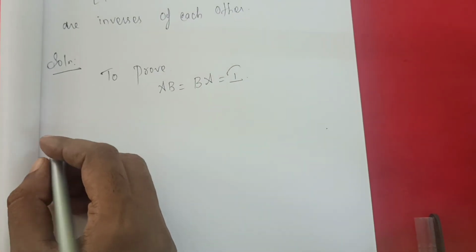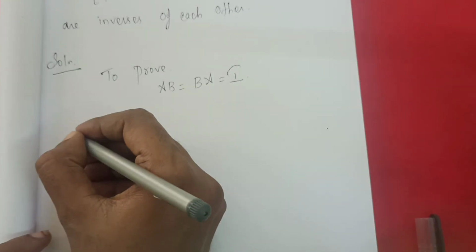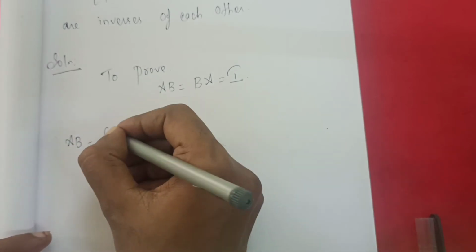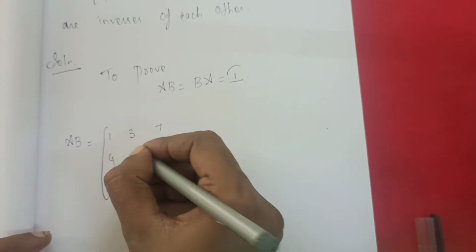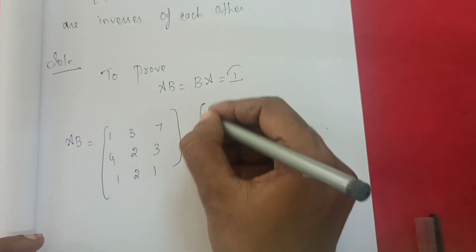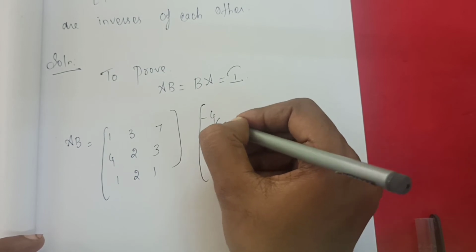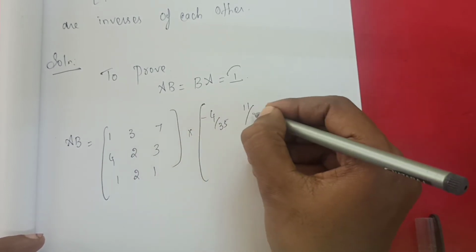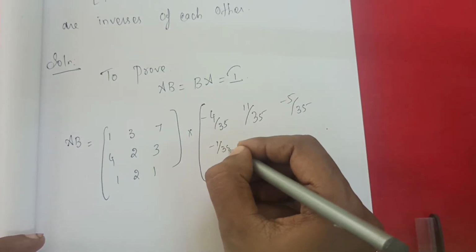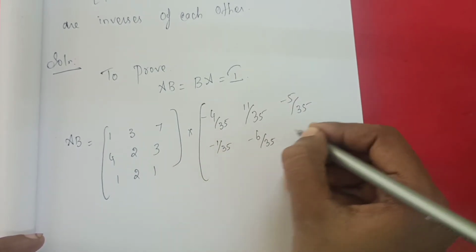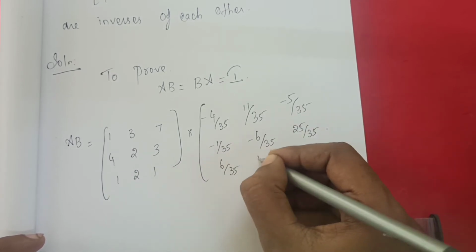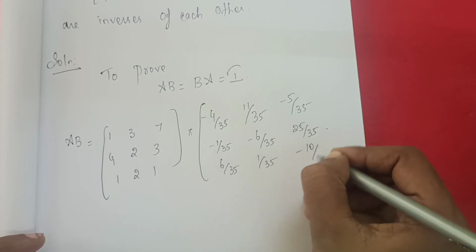Okay. Now, first we are going to find AB. AB we need, is it right? For AB, I am writing the A matrix: 1, 3, 7, 4, 2, 3, 1, 2, 1, into minus 4 by 35, 11 by 35, minus 5 by 35, minus 1 by 35, minus 6 by 35, 25 by 35, 6 by 35, 1 by 35, minus 10 by 35.